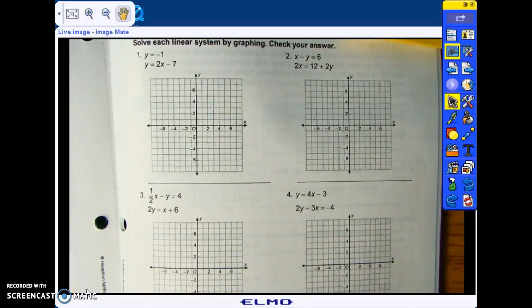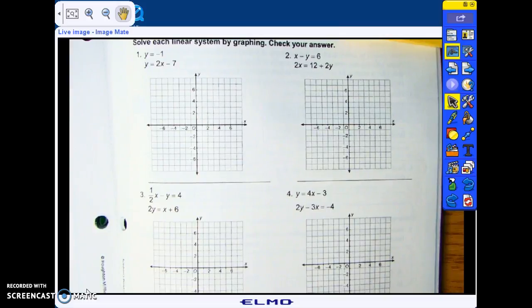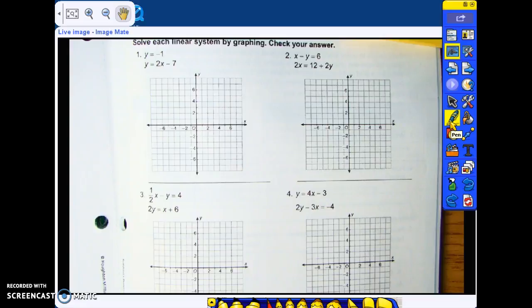Alright, for graphing systems of equations, we are doing the independent practice on page 289. It says to solve each linear system by graphing, check your answers. We have the equations y equals -1 and y equals 2x minus 7. First thing you have to do when graphing equations is to make sure they are in slope-intercept form.